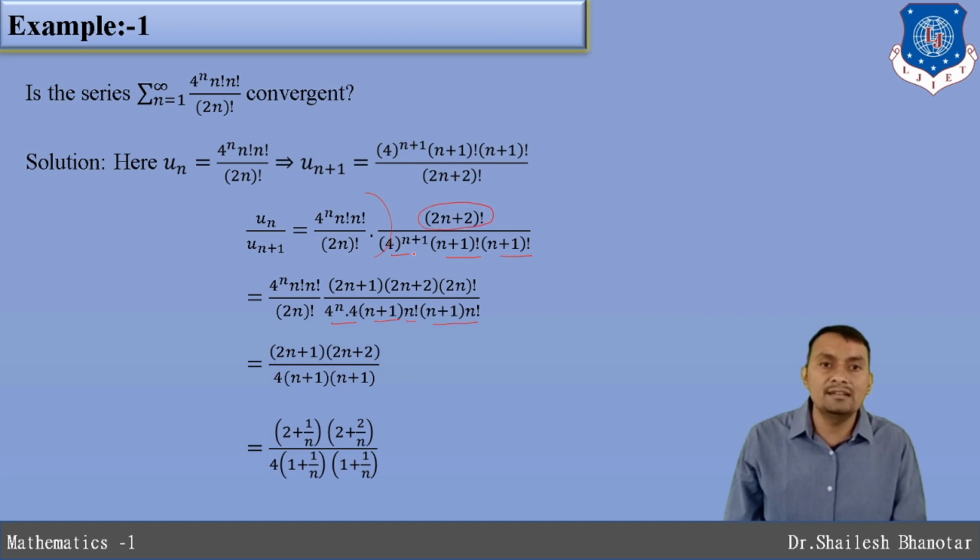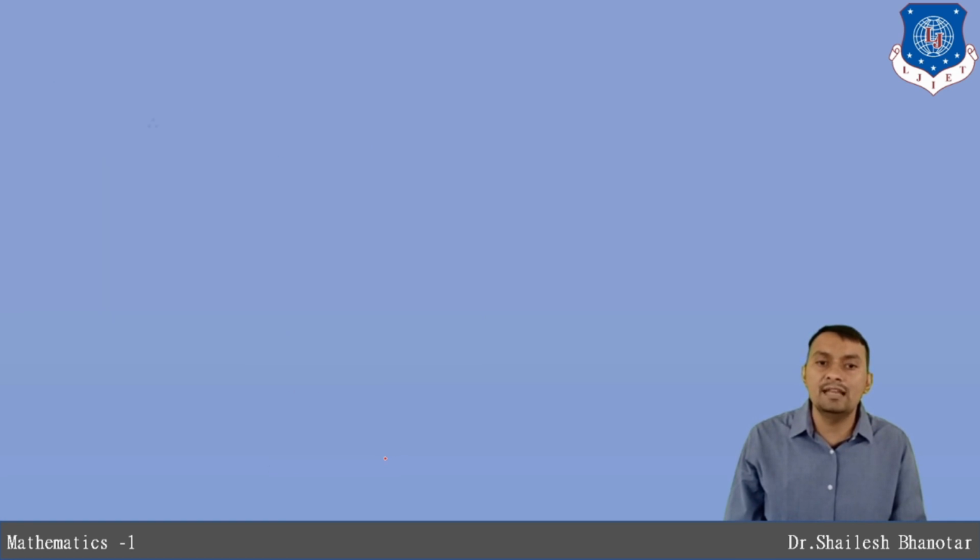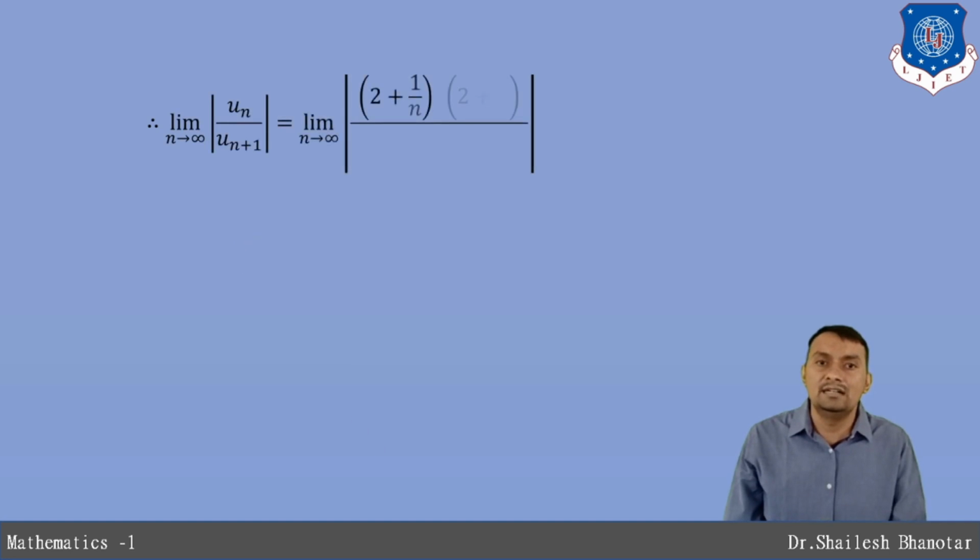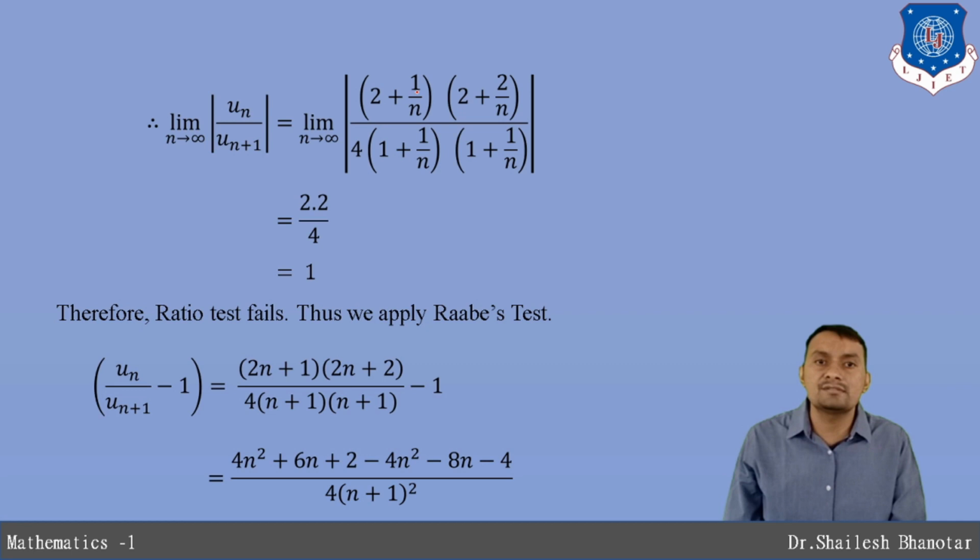But the numerator can be written as what? 2n plus 1 into 2n plus 2 into 2n factorial. From this you can conclude that n factorial is going to cancel out. Then you can see 4 raised to n also cancels out, and 2n factorial also cancels out. So you will have 2n plus 1 into 2n plus 2 divided by 4 times n plus 1 into n plus 1. Just take n common from here, and whenever you simplify, you will get only the answer 1, because this is 0, this is 0, again this is 0. 2 into 2, 4 divided by 4, that is going to be 1.